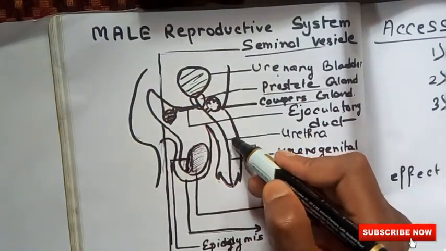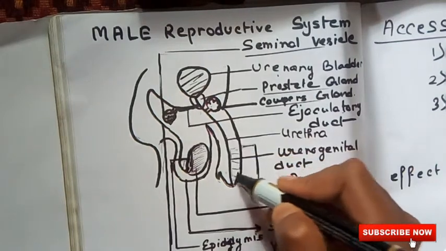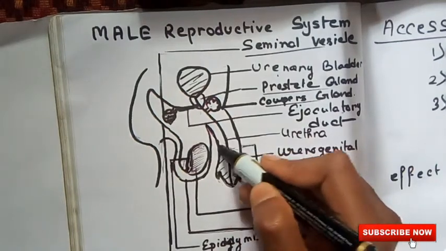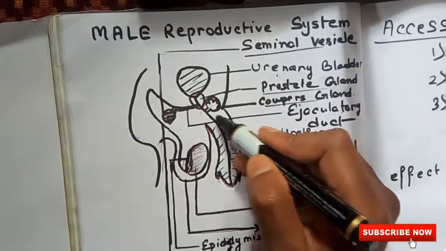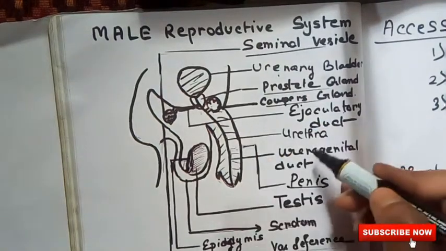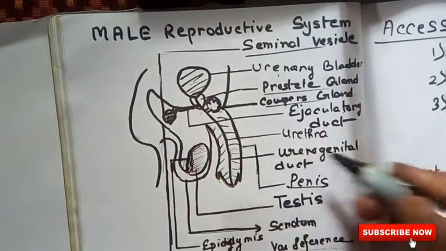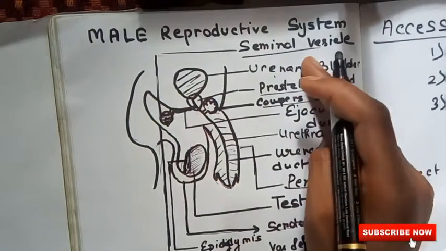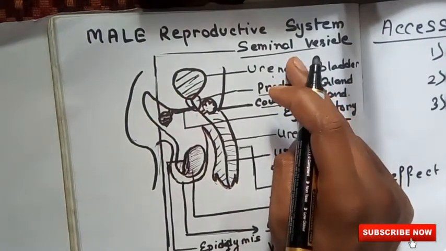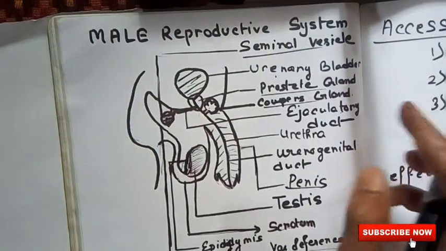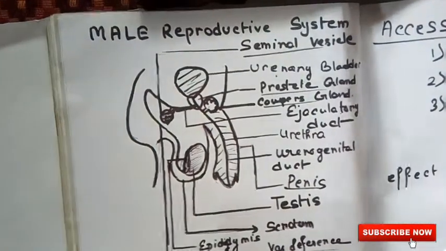In the upper part you can see here this penis. Okay, so these are the different organs of the male reproductive system.